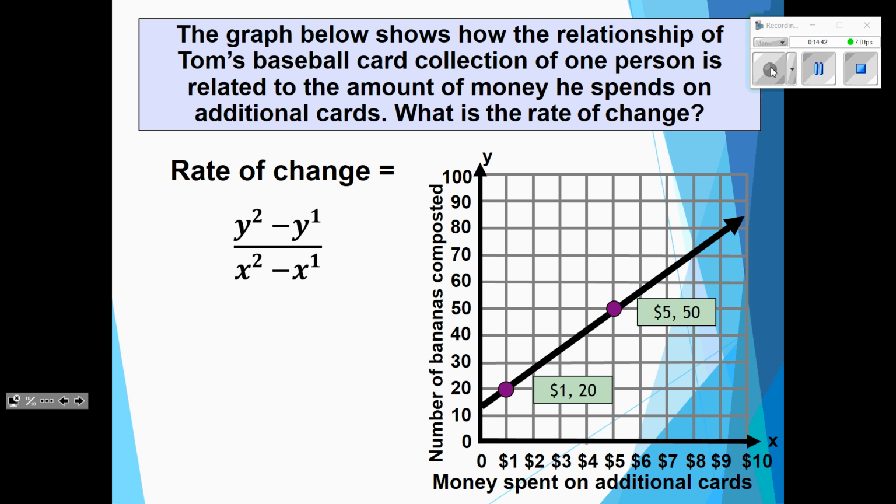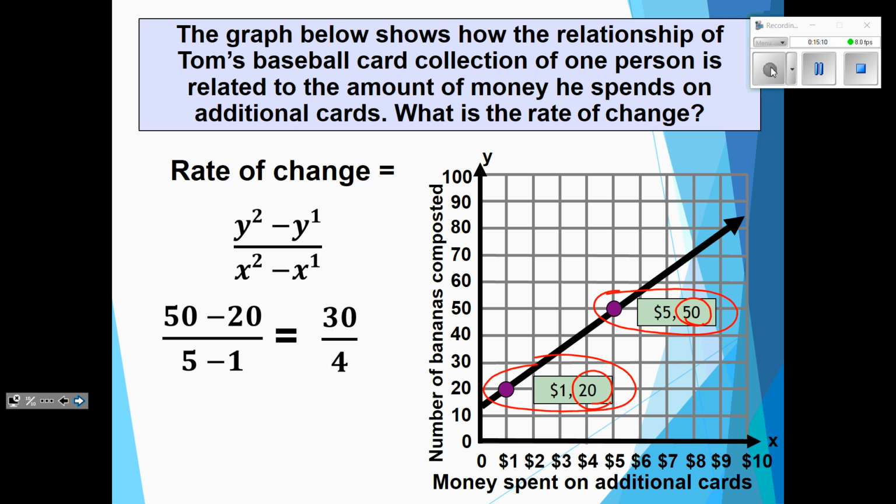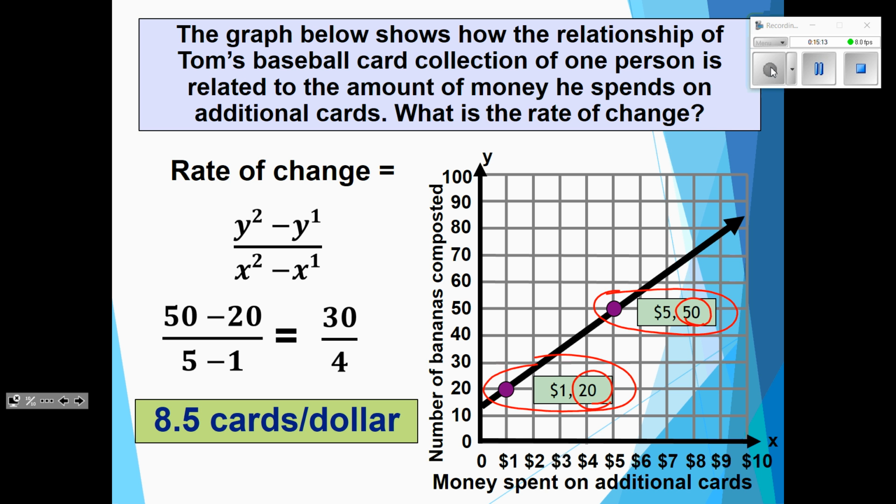Here's another graph. The graph shows how the size of Tom's baseball card collection is related to the amount of money he spends on additional cards. Find the rate of change. It specifically gives you the 2 ordered pairs. So I like to circle the y's to remind me what the y's are. I want to subtract the y's on the top, 50 minus 20. And then I would subtract the x's on the bottom, 5 minus 1. That's 30 divided by 4, which is 7.5 cards per dollar.